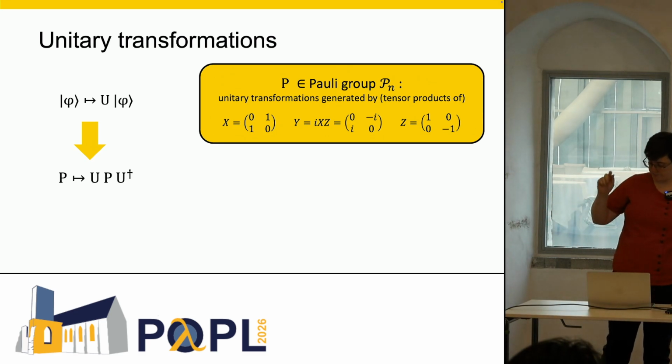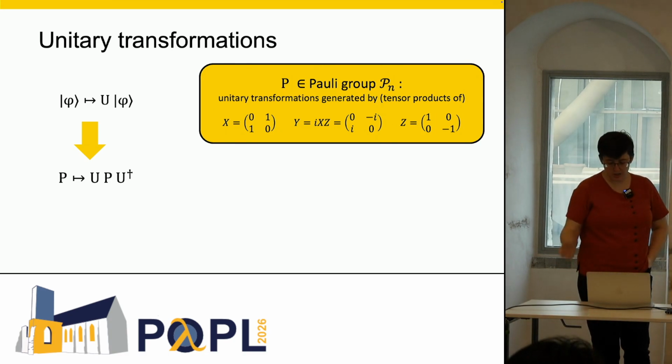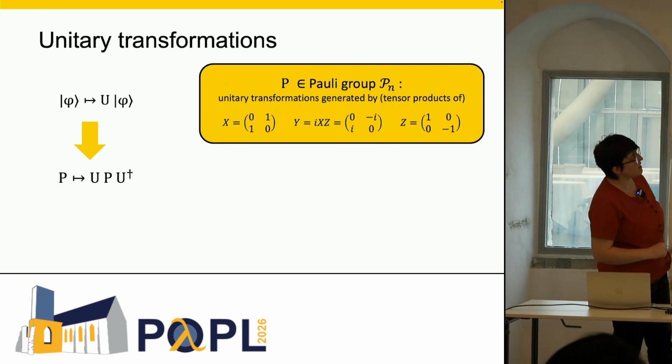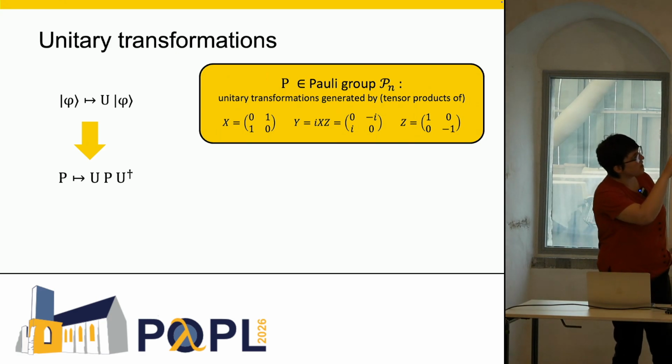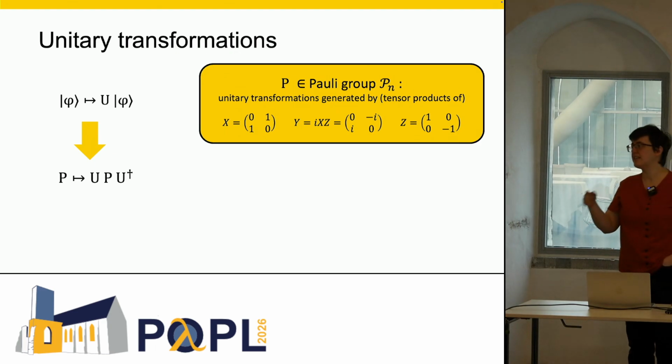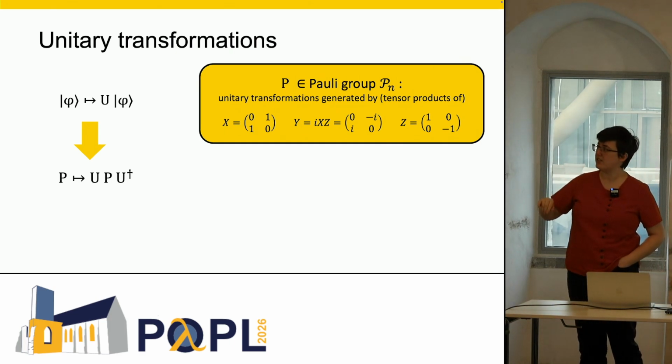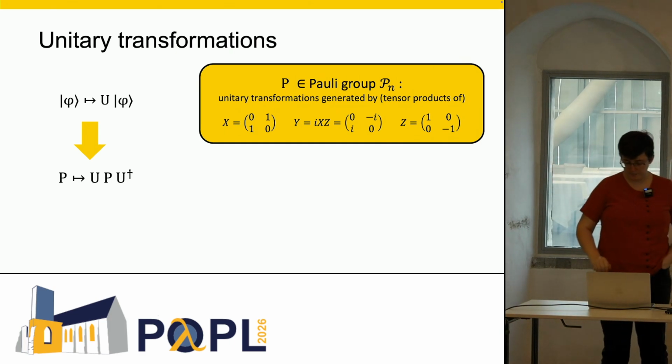So this Pauli group is the unitaries that are generated by X, Y, and Z. And in fact, any one of them can be written as a combination from the other two. So really, we only need to consider two of these, like X and Z, in some senses.